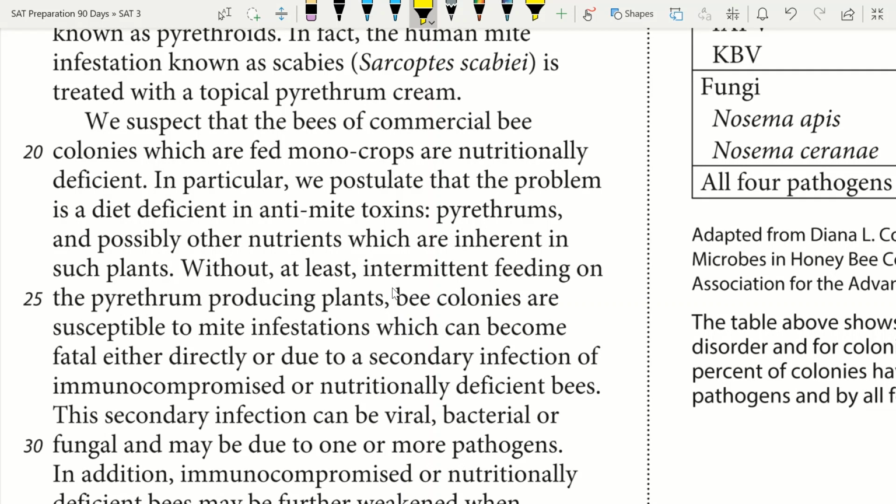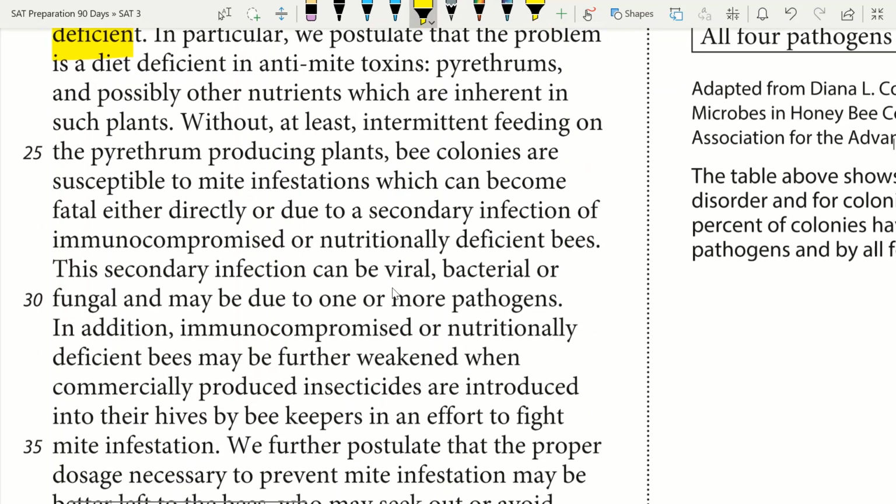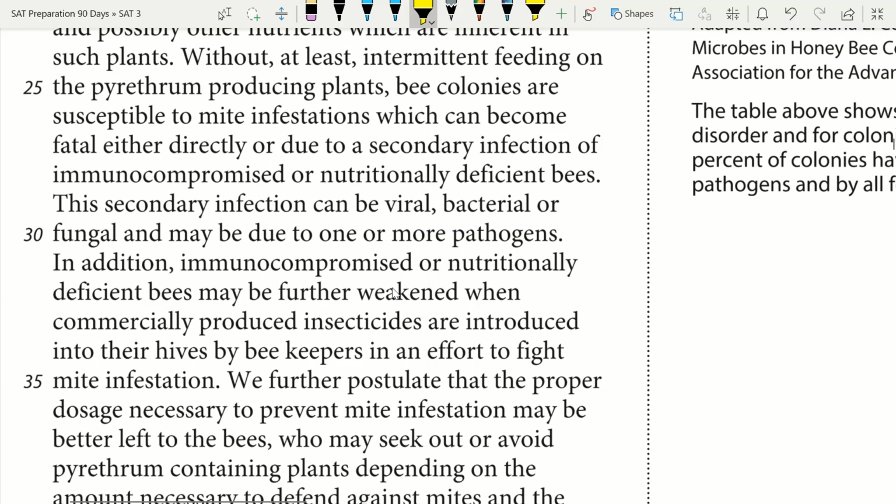We suspect that bees of commercial bee colonies which are fed monocrops are nutritionally deficient. In particular, we postulate that the problem is a diet deficient in anti-mite toxins, pyrethrums, and possibly other nutrients which are inherent in such plants. Without at least intermittent feeding on the pyrethrum-producing plants, bee colonies are susceptible to mite infestations which can become fatal either directly or due to a secondary infection of immunocompromised or nutritionally deficient bees. This secondary infection can be viral, bacterial, or fungal and may be due to one or more pathogens.